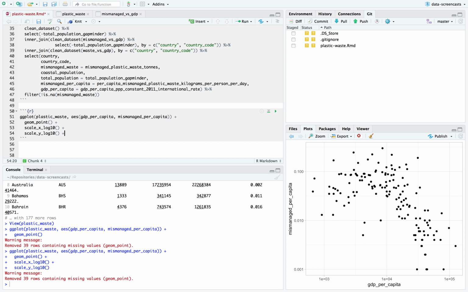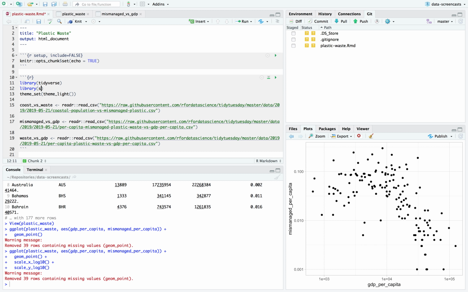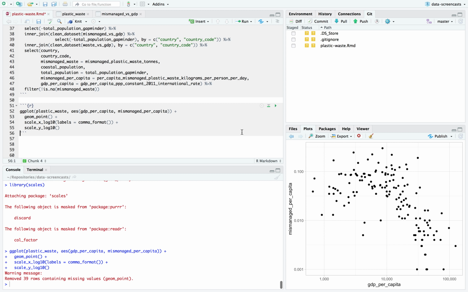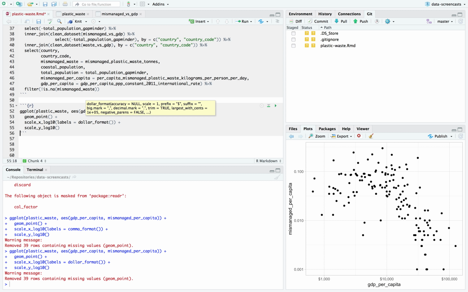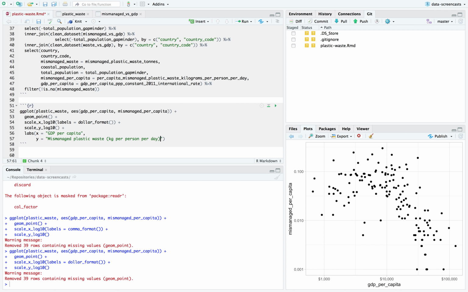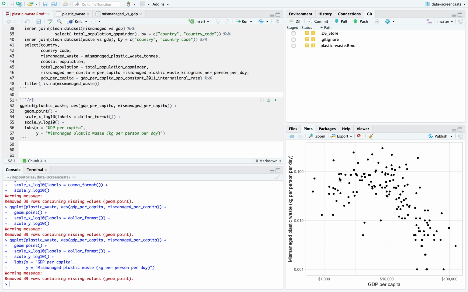Let's see. I'm going to quickly clean this up a little by doing labels, comma format. I need library scales for this. I don't love the scientific notation here. Oh, it should actually be dollar format. GDP per capita. Y is mismanaged plastic waste per person per day. Yeah, so we see this kind of trend where the peak is up here.